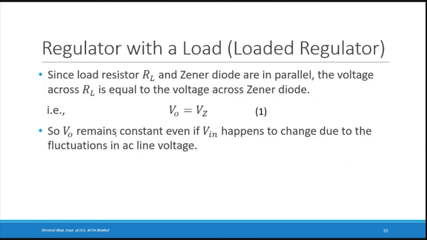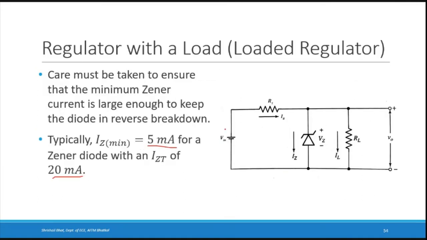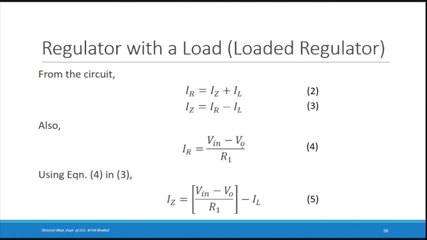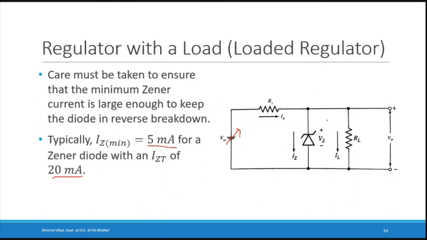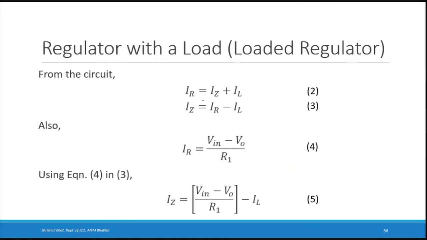So V0 will remain constant even if Vin happens to change due to fluctuations in the AC line voltage. This V0 will remain constant because that is measured across the Zener diode. The breakdown voltage of the Zener diode is constant. So V0 will remain constant even if Vin changes. That's the concept. So from the circuit, as I had said, IR is equal to IZ plus IL. If I rearrange this, IZ will be equal to IR minus IL.